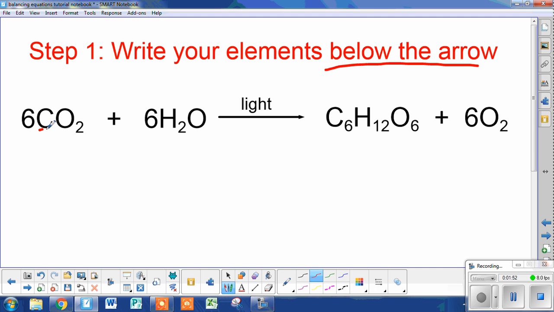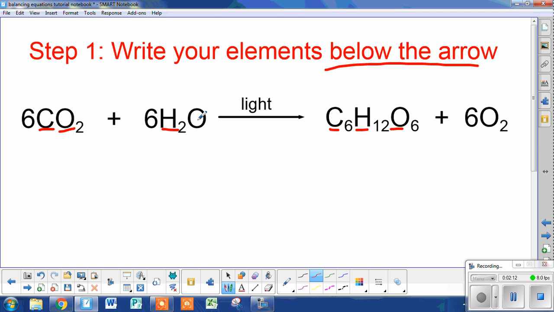So I know that there's C, and I know that that's carbon. I see O, and I know that that's oxygen. And then I see H, and I know that that's hydrogen. Whatever is on my reactant side has to be on my product side. So on my product side, I also see C, H, and O. There are some repeated elements, like there's another O over here and another over here.